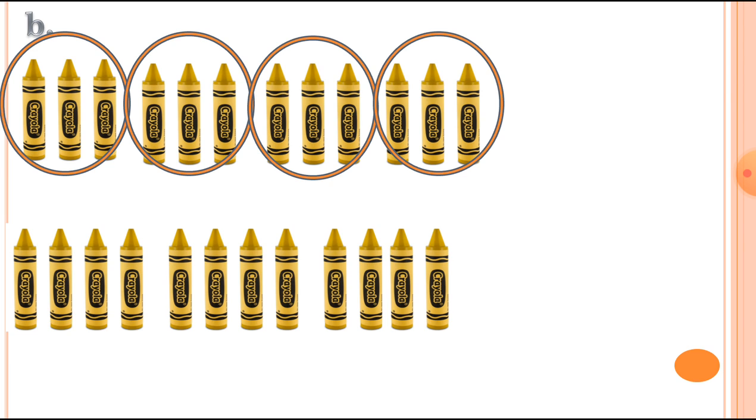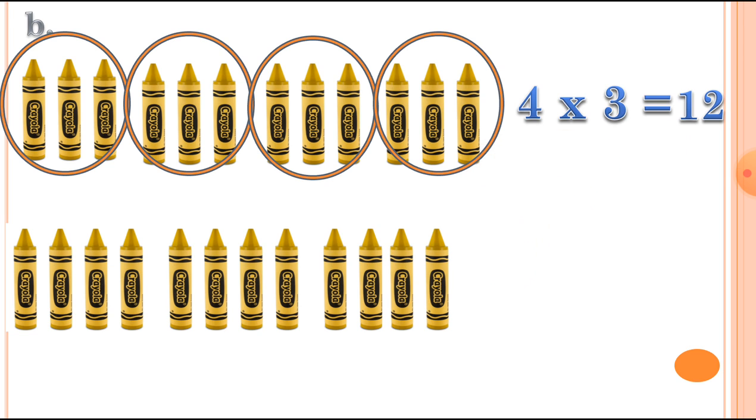And how many crayons in each group? So there are 3 crayons in each group. So we have to write down the multiplication sentence this way. 4 groups and each group has 3 crayons. 4 threes is equal to 12. This first way of arrangement is complete.